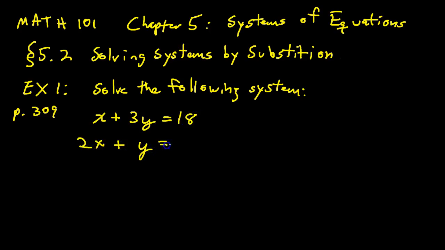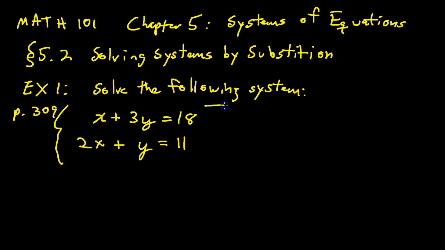y equals 11. All right, we're given this system. Really, it's two equations that we're asked to solve simultaneously. In other words, find an x, y pair that works in both equations. All right, in the substitution method, what we do is pick one equation and solve for one variable in terms of the other, and then substitute the resulting expression into the other equation. Let me show you what I mean.